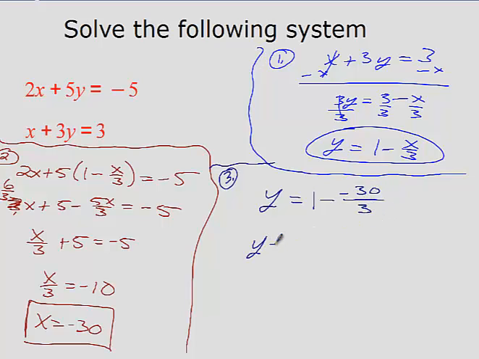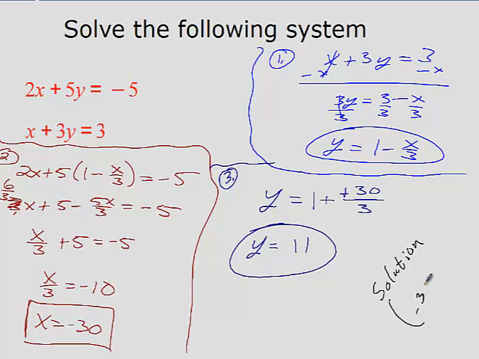So if I use this one, my x is negative 30 all over 3. So what happens to the double negative? It becomes a what? And what's 30 divided by 3? And what's 1 plus 10? So what is my final solution here? So the solution is going to be the point negative 30, 11. So you still have to write out your solution as an ordered pair. It has to be a point. Everybody okay with that?